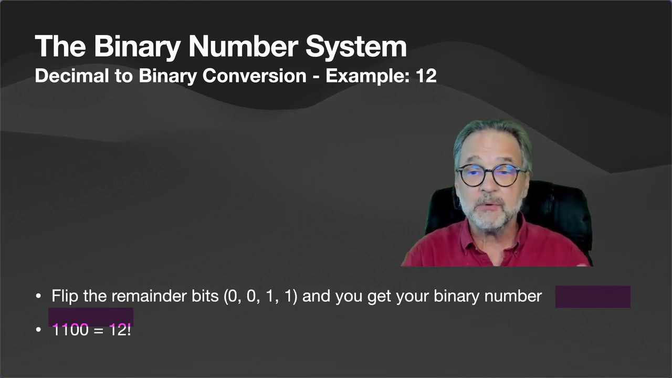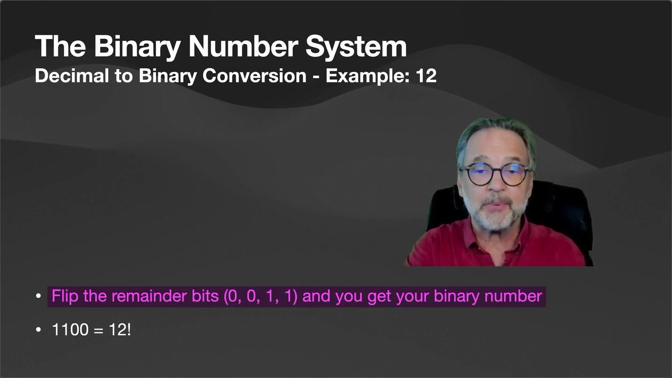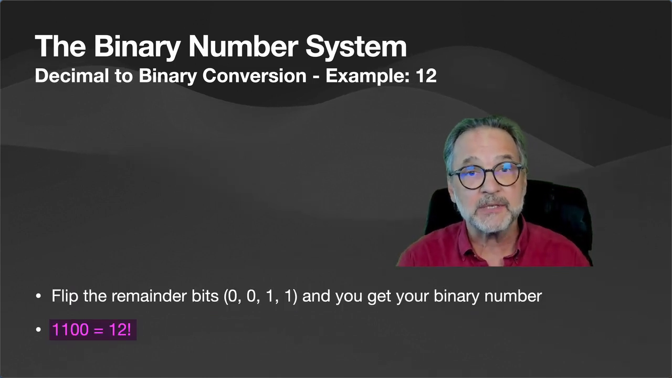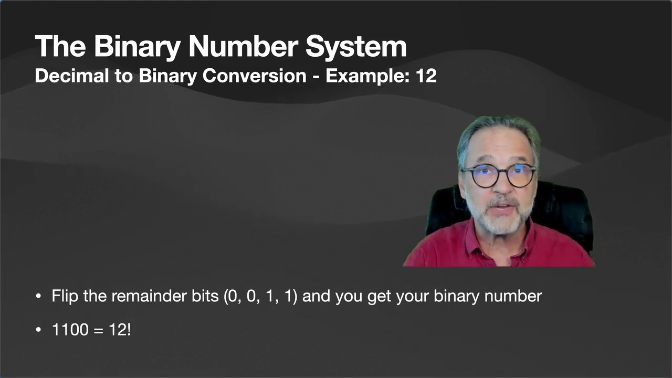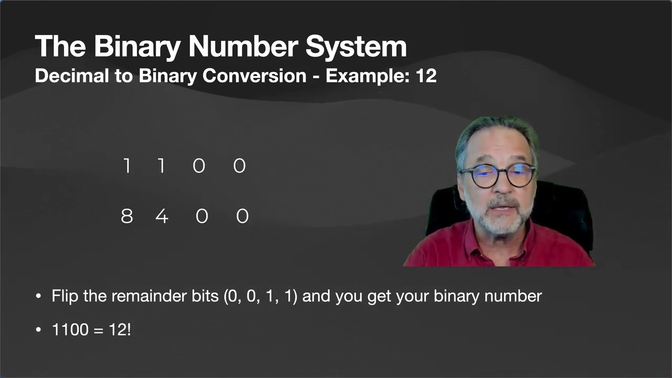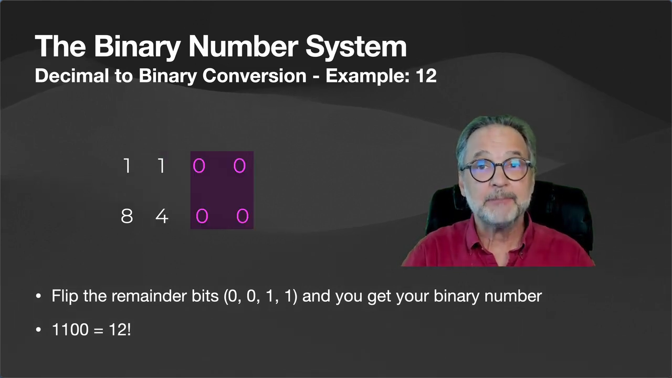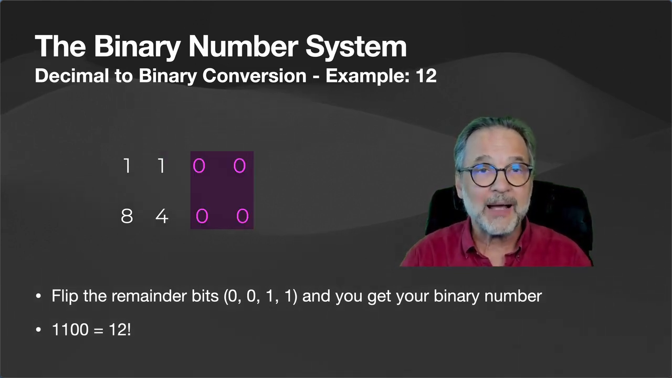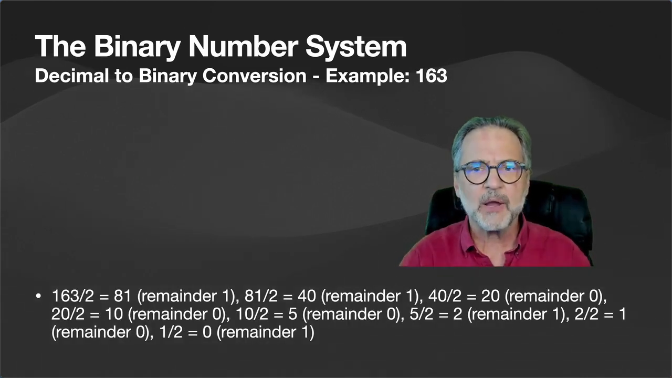And then what we do, we take those 4 remainders, 0, 0, 1, 1, we flip them, and we get 1, 1, 0, 0, and that's equal to 12. And you can verify that yourself. The most significant bit of this nibble, 1, is an 8. The 1 to the right of that is a 4. 8 plus 4 is 12. We don't count the 2 zeros because they have a value of 0. Let's try another one.